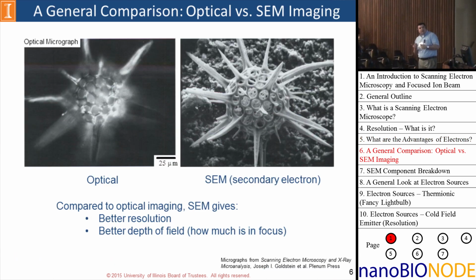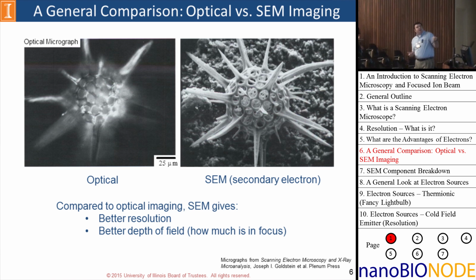Just a quick comparison, so optical versus an SEM-based image. There are two things you're going to pick out of this. One, obviously, the resolution is much better for the SEM image versus the optical. The second one, which sometimes we don't keep in mind, is what's called the depth of field. And that's how much Z, or how much depth of the image is in focus at any given point.